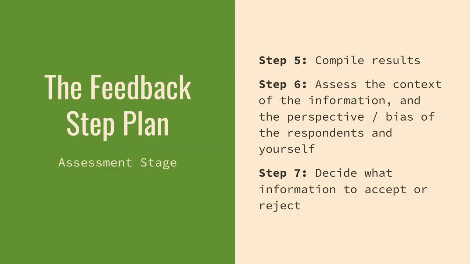Okay, so now you have feedback. You actually have some results. Step five is you're going to compile them, put them all together. Step six is that you're going to assess the quality of what you received and make sure that there's not some perspective or context or bias in there from them or you, and control for it if possible. And then you're going to decide what of that information to accept or reject. And you are completely empowered to accept or reject anything that you hear.